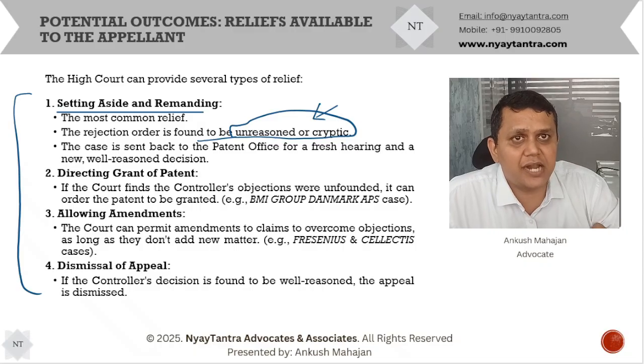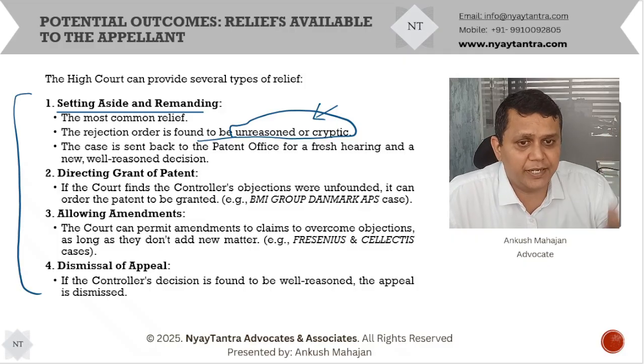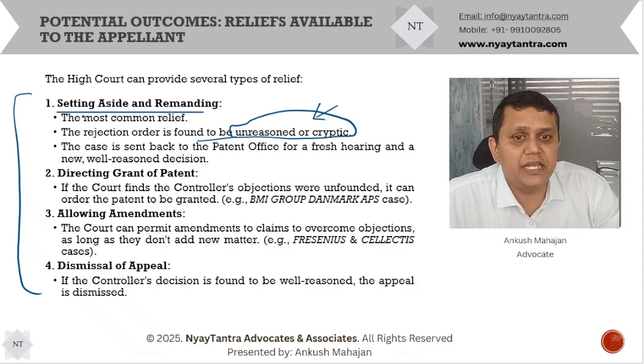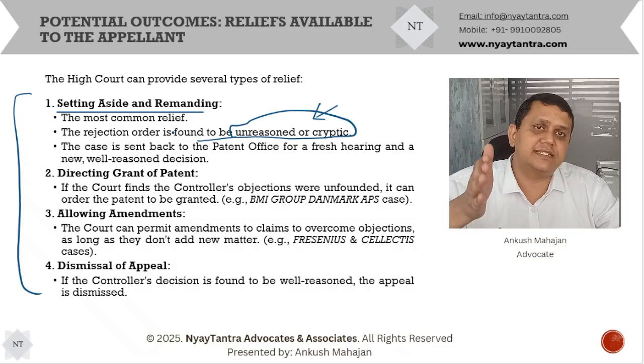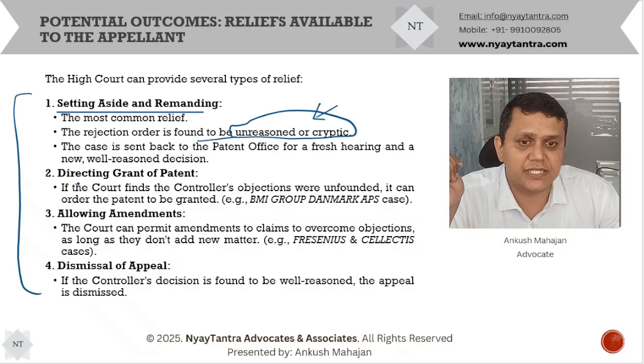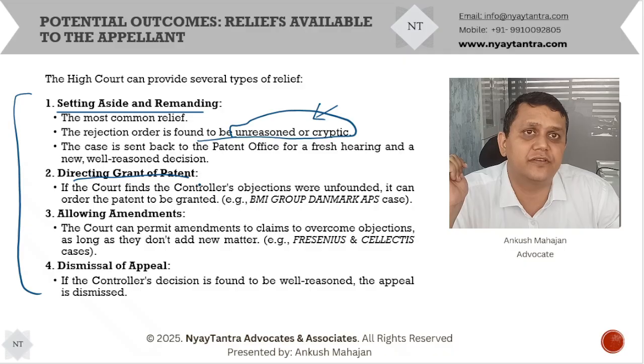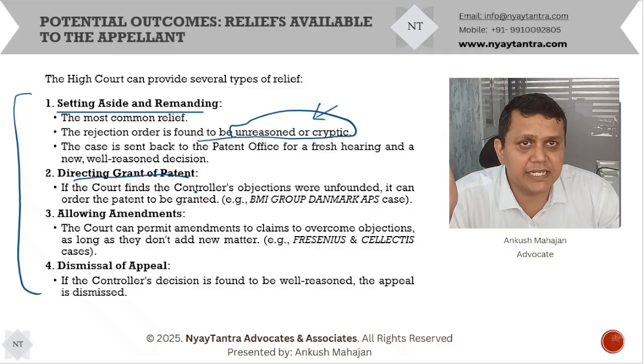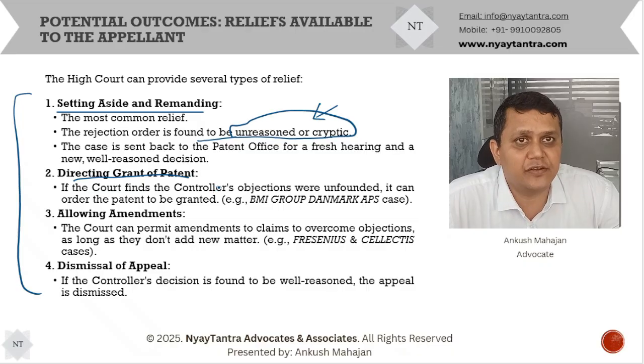That is where the earlier trend is now getting replaced. Nowadays we are able to see that reasons are also being given by the learned controller for rejecting the patent application on the basis of section XYZ, right? The first relief for the patent appellant would be setting aside the impugned order, and the matter is sent back to the Indian Patent Office. Second is directing the grant of the patent also. We have seen certain cases where the Honorable High Court was pleased to grant the patent also.